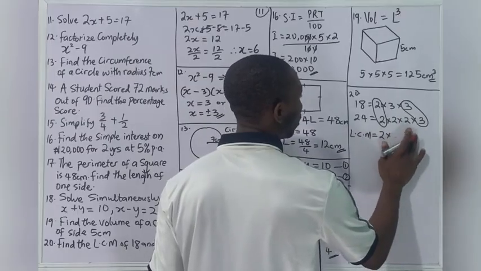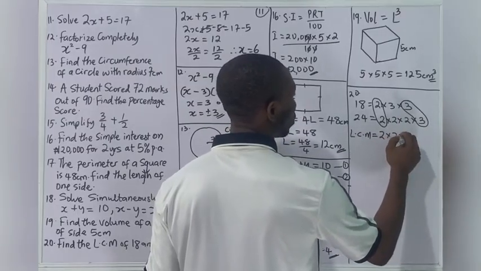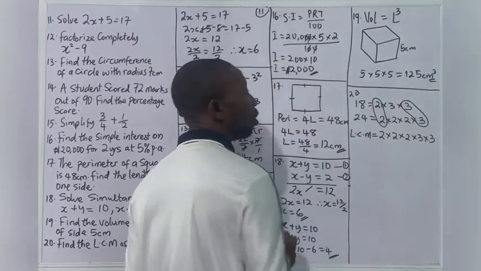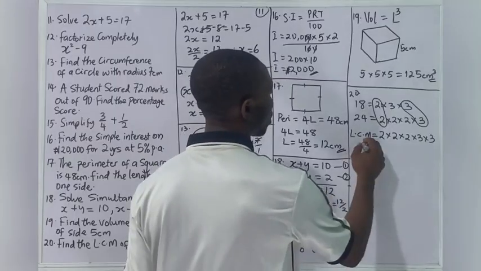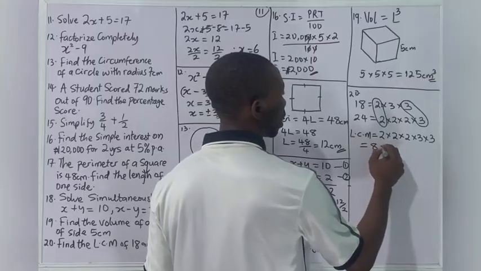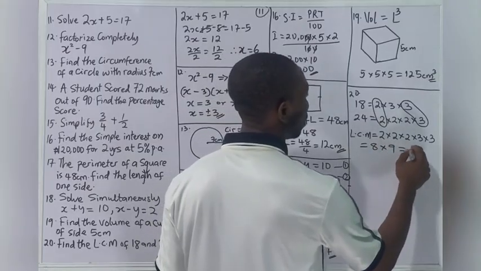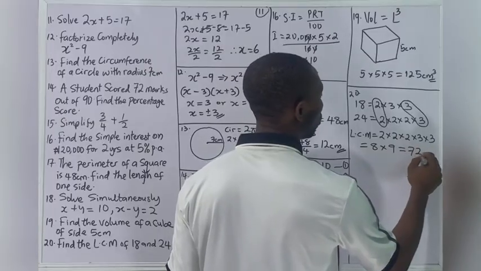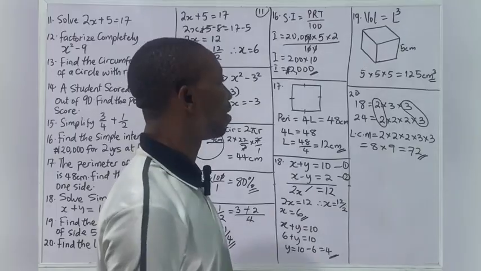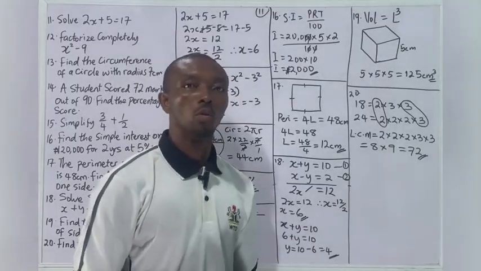Let's write out the 2's first. 2 times 2 times 2 times 3 times 3. So this becomes 2 times 2, 4. 4 times 2, 8. 8 times 9 gives us 72. So the lowest common multiple of 18 and 24 will be 72.